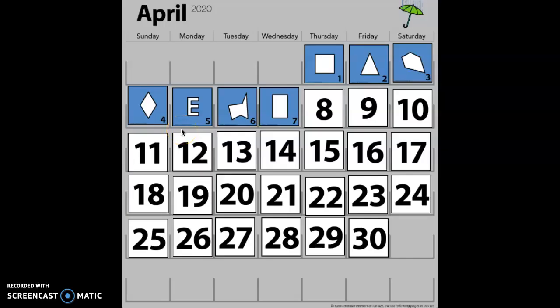All right, friends, please write a number 1 on your paper. Next to number 1, you are going to draw today's shape. So today we have a rectangle. Please draw today's shape and then draw the lines of symmetry that you see. Press pause if you need more time for number 1.